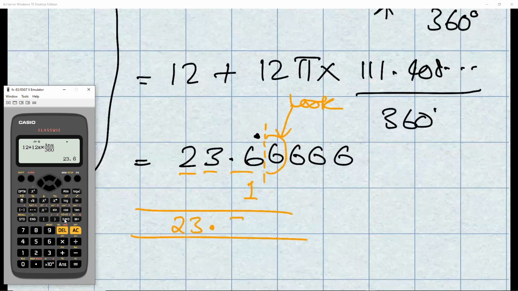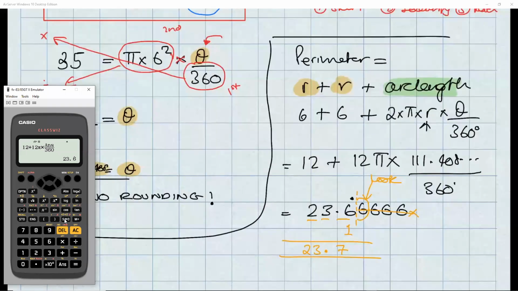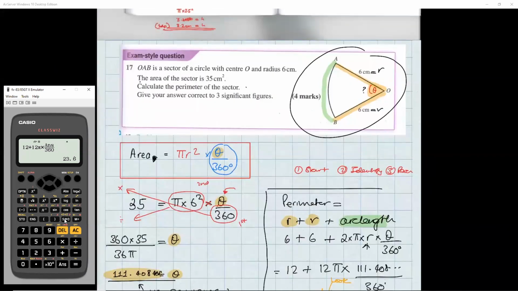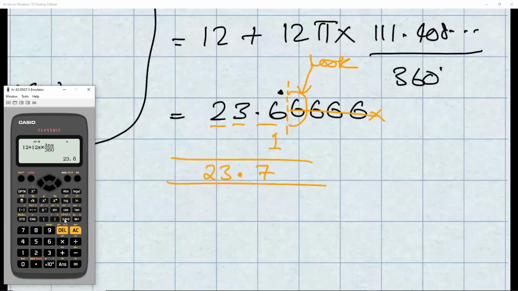23.7. And then what happens to all of these numbers? What do you do with them? You just cut them off. Yeah. Okay, lovely. So the perimeter, because the perimeter is a length and everything is in centimeters, what should be the units here? Centimeters. Fantastic.